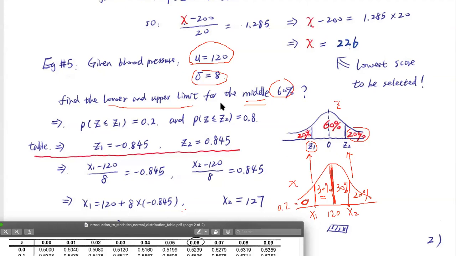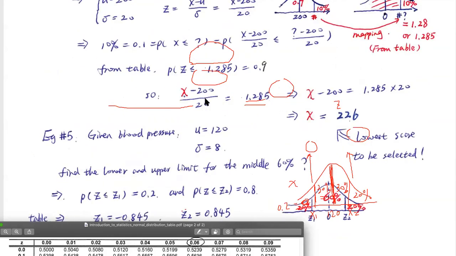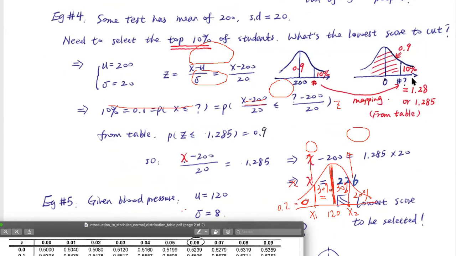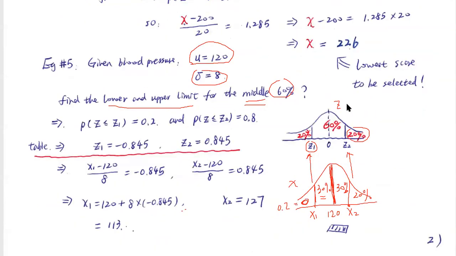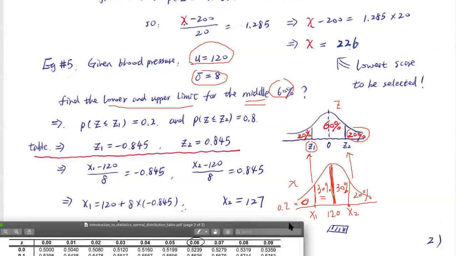Okay. Is that clear? Same as what we did earlier. We are trying to find out this Z here. We got 1.28, that Z first. And then we go backwards, find out what's the corresponding X. Follow me? So, back to your question, based on this 20%, we are trying to find out the Z. Is that clear? Yes. Question?